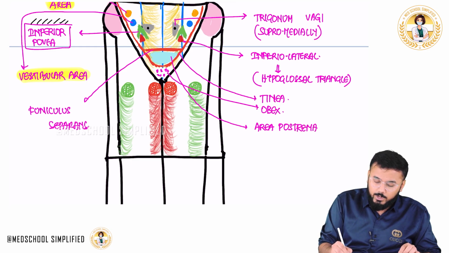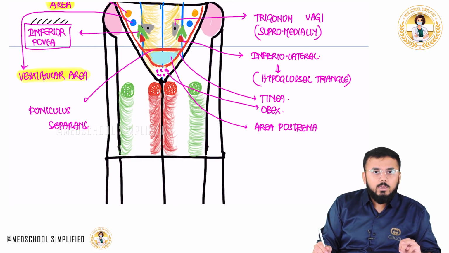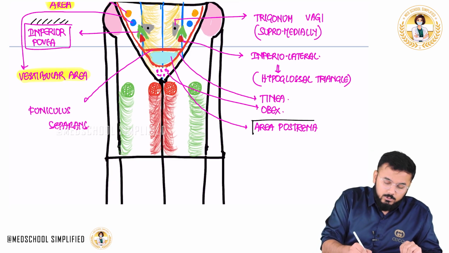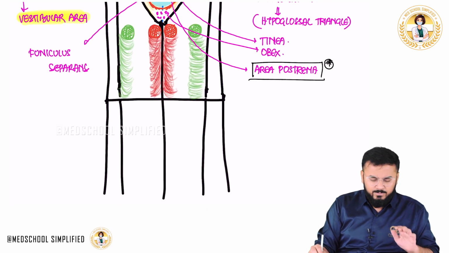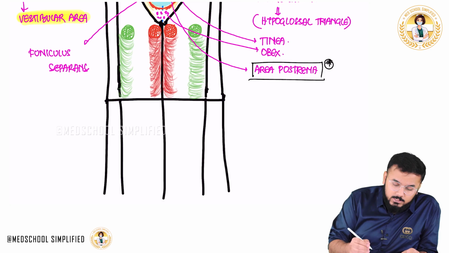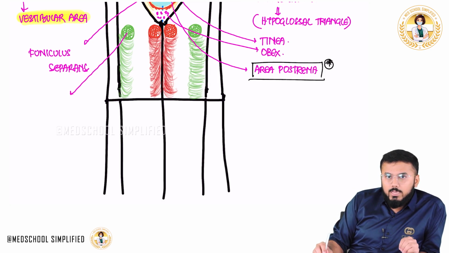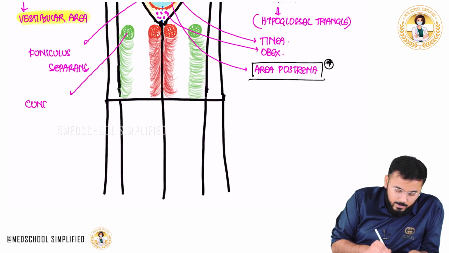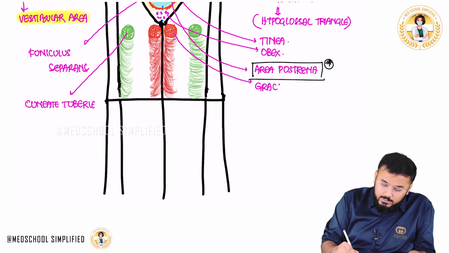Why is this area important? Because this area has three important centers. One is the vasomotor area, another is the cardiac center, and the third is the respiratory center. That is the reason why the area postrema is very, very important. Clear? Right. And by the way, what are these tubercles over here? This is called the cuneate tubercle. If this is the cuneate tubercle, what is this red one called? This is called the gracile tubercle.